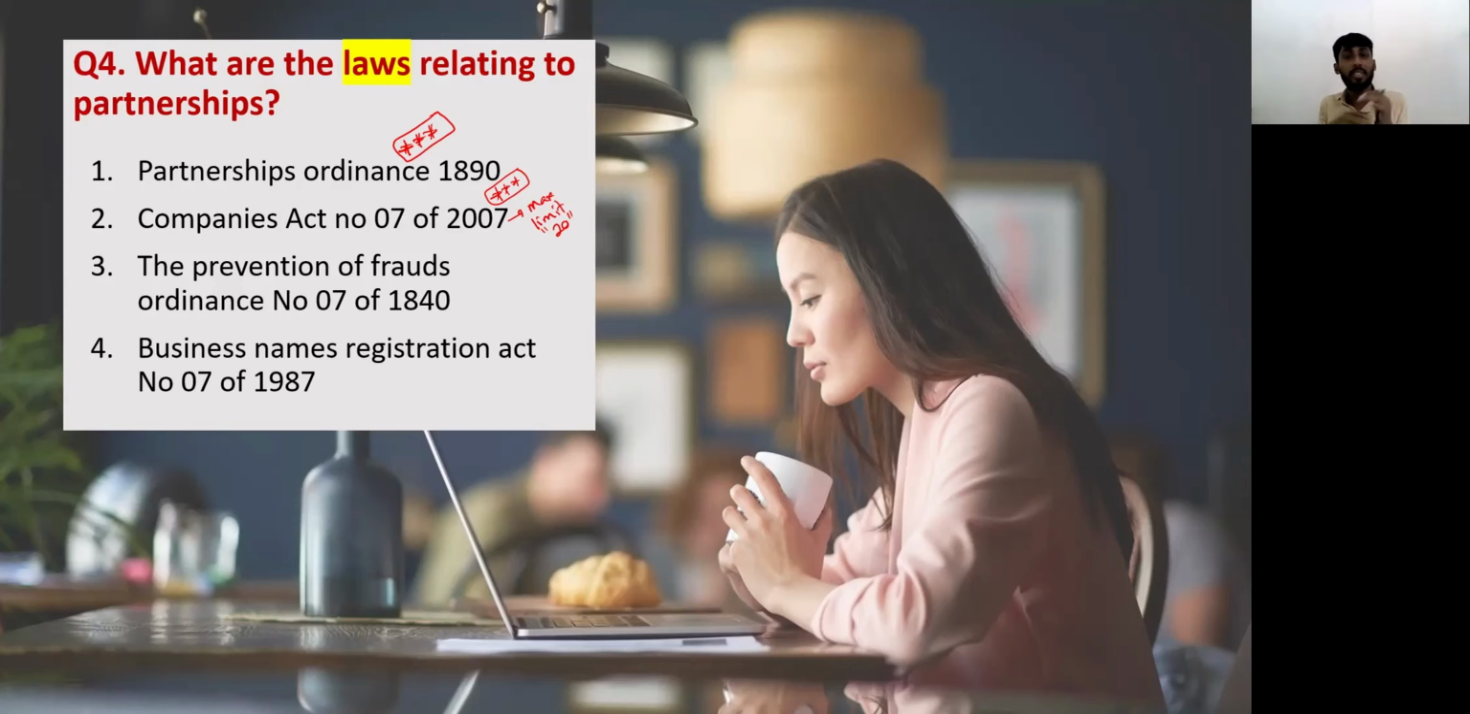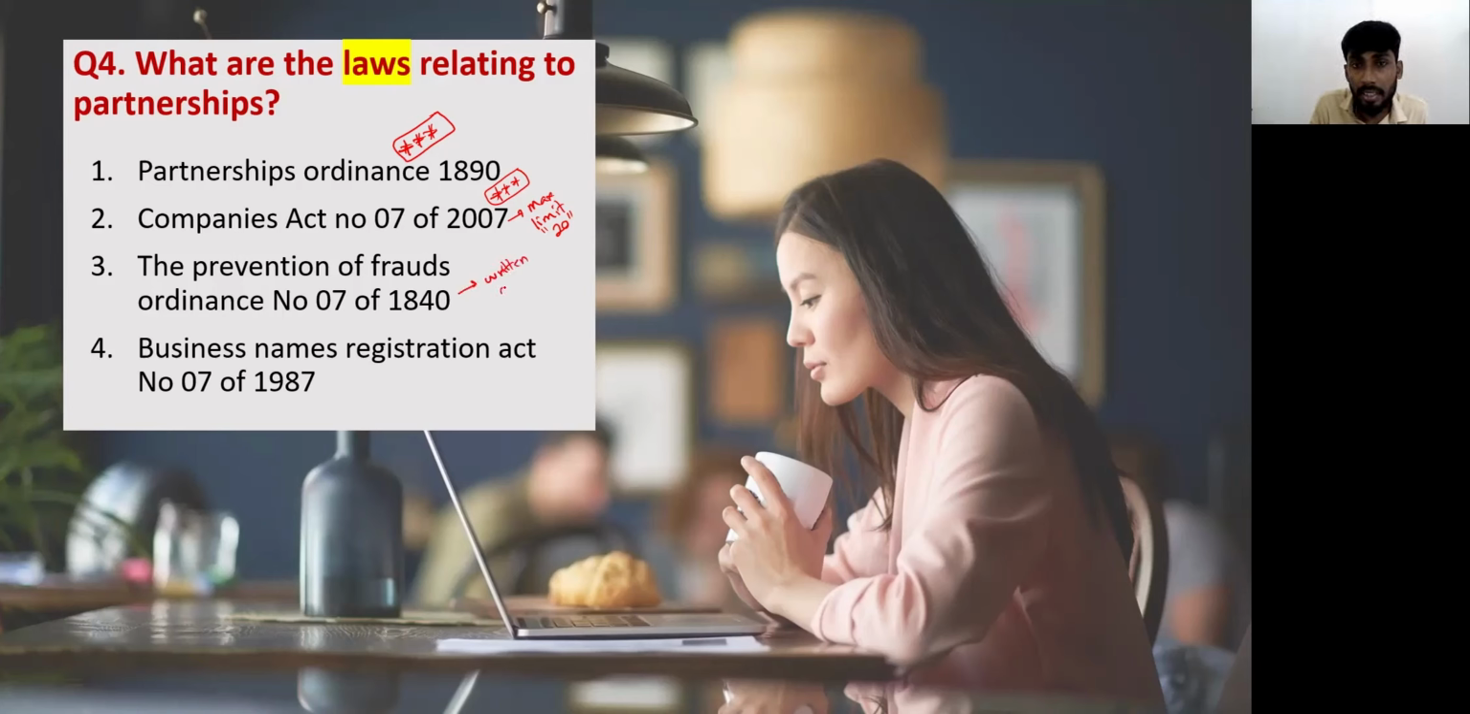Now, while you are listening to this, I will be continually speaking. You need to pause and make notes. Then the Fraud Prevention Ordinance, 1840. This Fraud Prevention Ordinance says that if the initial capital is more than 1,000 rupees, this 1,000 was determined in 1840, not yet updated, then there should be a written agreement.